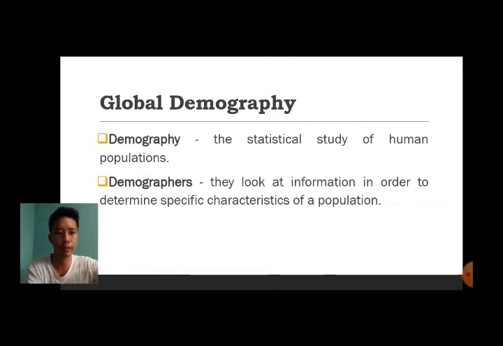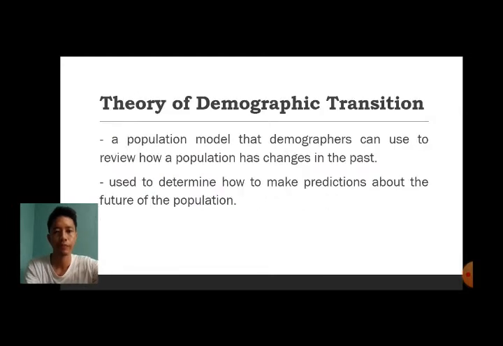Statistics are used in demography to analyze trends in population size, composition, and groups. Demographers study data to discover details about population makeup. A hypothetical island called Dharma has recently appeared in the ocean, and we'll use it in this lesson to examine a theory called demographic transition, which is basically a population change model that demographers can use to examine how a population has changed in the past and to make predictions about how the population will change going forward.